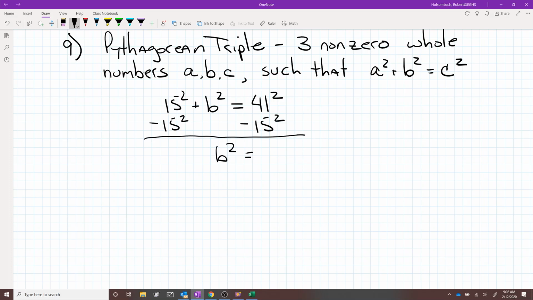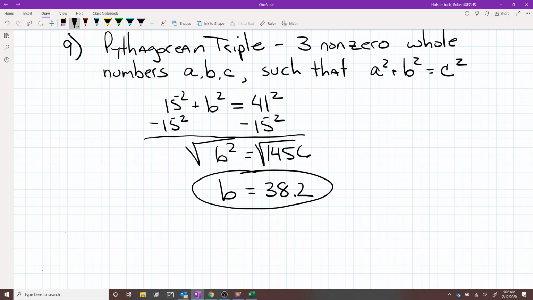So your B squared is equal to, in your calculator, this is a real shortcut, you can push 41, x squared button, minus 15, x squared button, and hit equals. And your B squared is going to equal 1456. And then you're going to take the square root of both sides to solve for B. So leave that number sitting on your calculator screen and just push the square root button. You get 38.2. Now, in this case, B has to be equal to 38.2 to satisfy this equation.